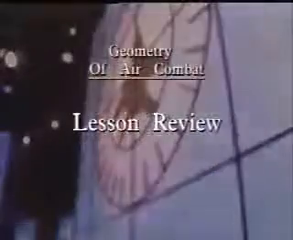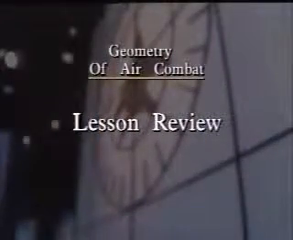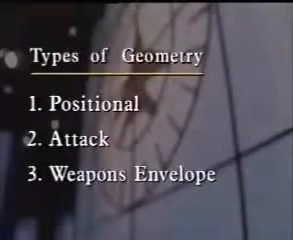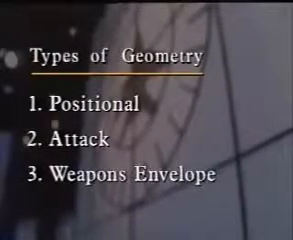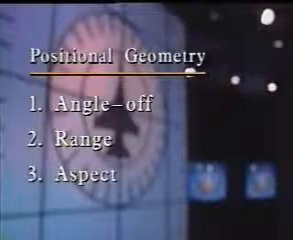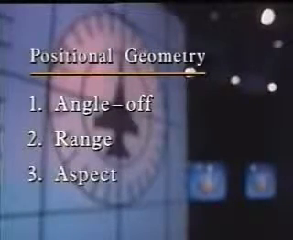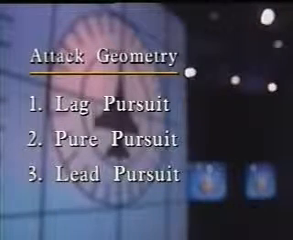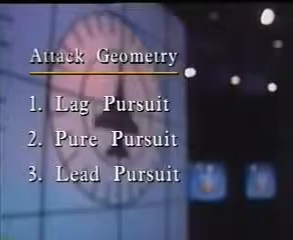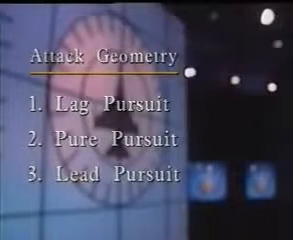We have just covered terms and definitions used to define the geometry of air combat. We have discussed three basic types of geometry: positional geometry, attack geometry, and the weapons envelope. Positional geometry is the angular relationship between two aircraft and consists of angle off, range, and aspect angle. Attack geometry consists of the pursuit options that can be taken by the offensive fighter. These pursuit courses are lag pursuit, pure pursuit, and lead pursuit.